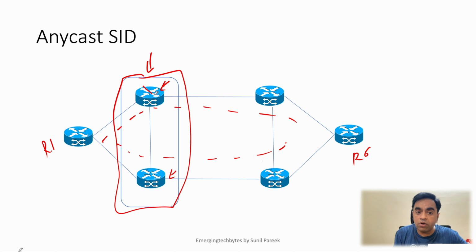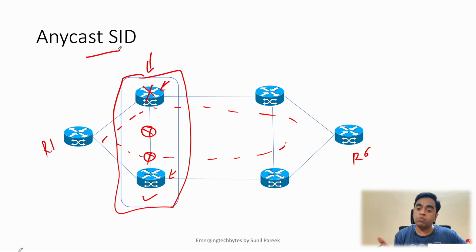And if this node fails due to any reason, traffic will be rerouted via this path, but I am still meeting the compliance. And there can be multiple of such nodes here representing a region. So that is a use case for Anycast SID. I hope this is clear to you guys.